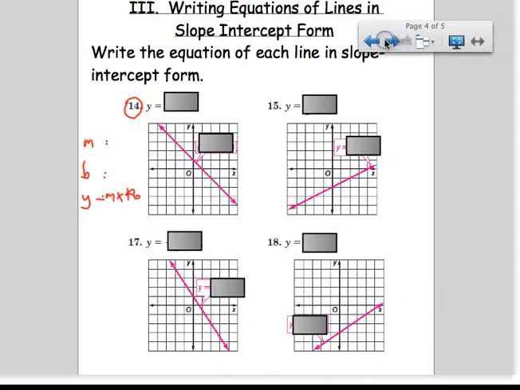Okay, now it's time for independent practice. What I'd like you to do is identify the slope and y-intercept for each of these equations. And then you're going to, in part B, match each graph with its equation. So let's call this graph A, this graph B, this graph C, and this graph D. And your job is to match them with their equations. Good luck.